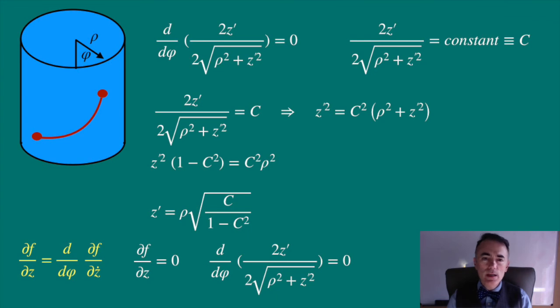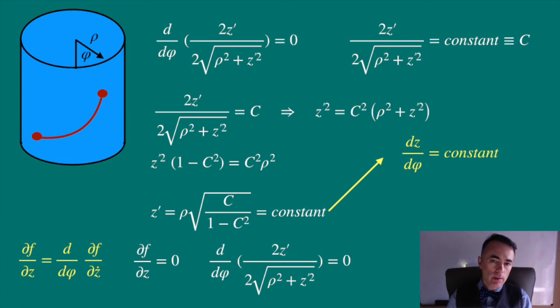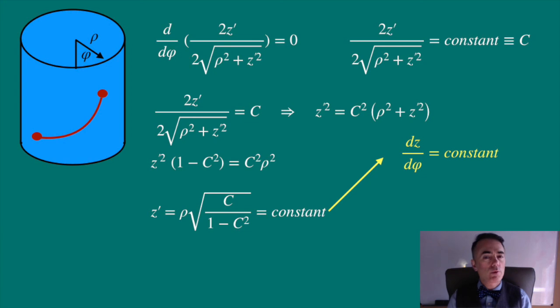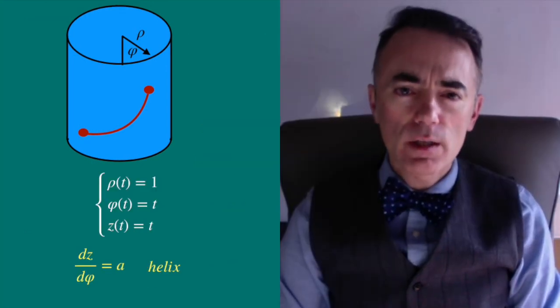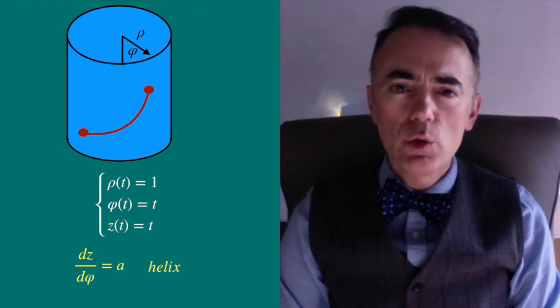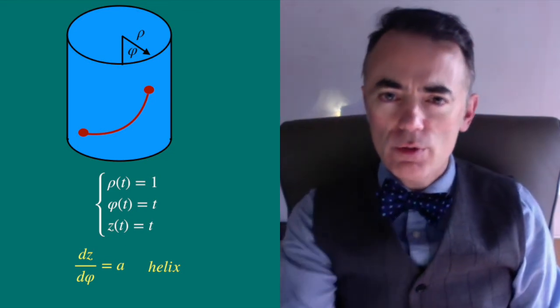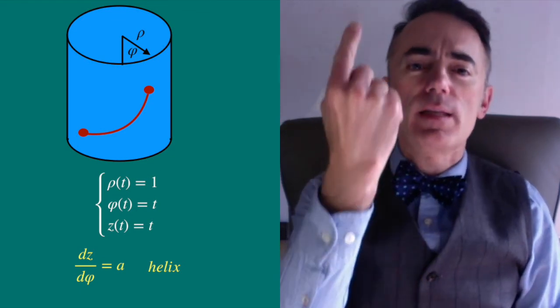So as rho and c are constants, z prime happens to be also constant, but z prime is dz over d phi. For any point along the path, z and phi change at the same rate. This can be written parametrically as. And this is the equation of a helix, so the geodesic along a cylindrical surface is a helix. You have to run in the angular direction phi at the same rate as you go up in the z direction. May the science be with you.